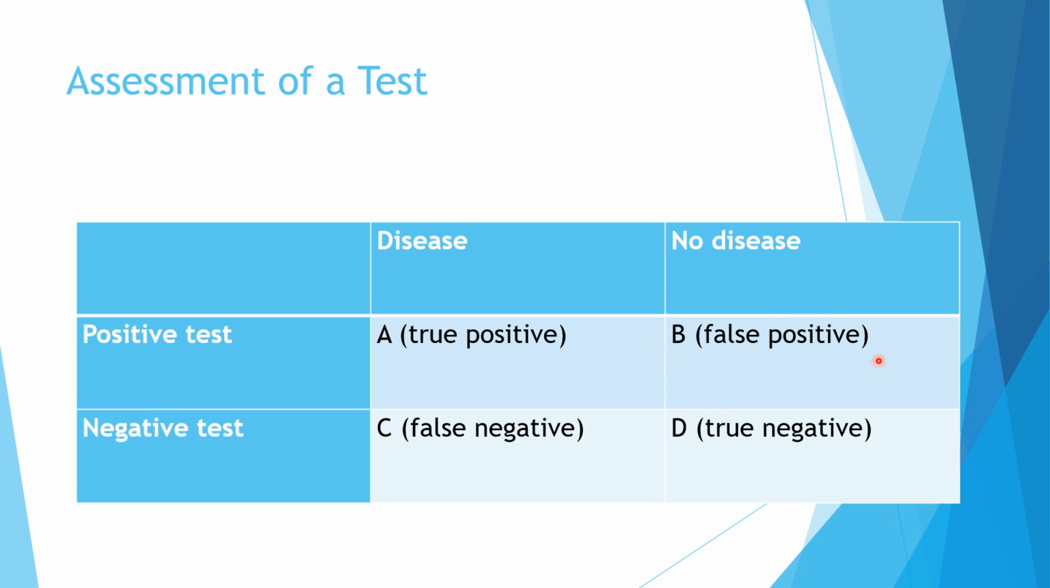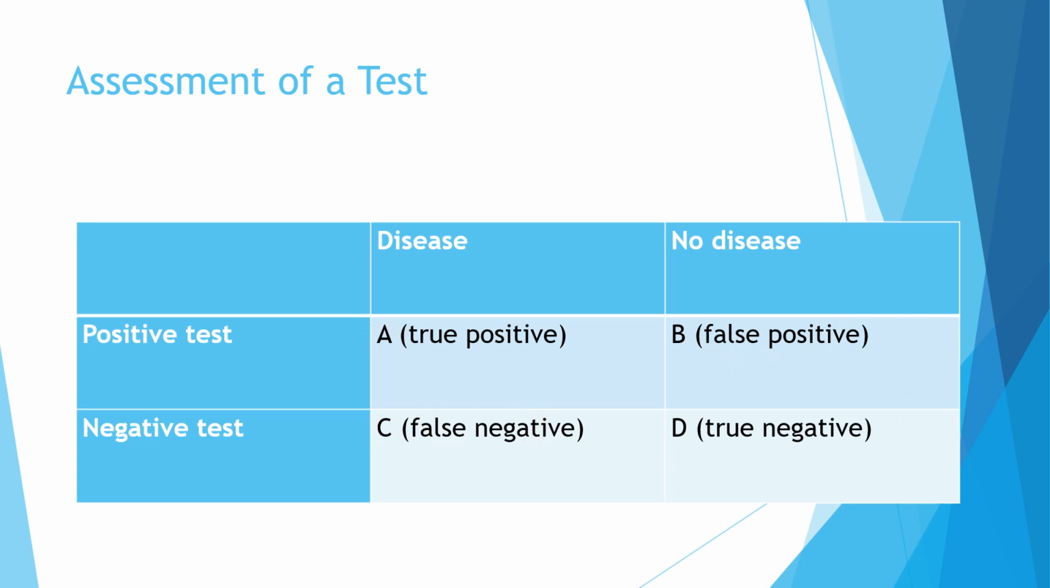The B here, this group is people who the test shows that they are positive despite that they don't have the disease, so it's false positive. And this is people who don't have the disease and the test shows them as negative. So these are the true negative and the true positive. Here is the false positive and false negative.